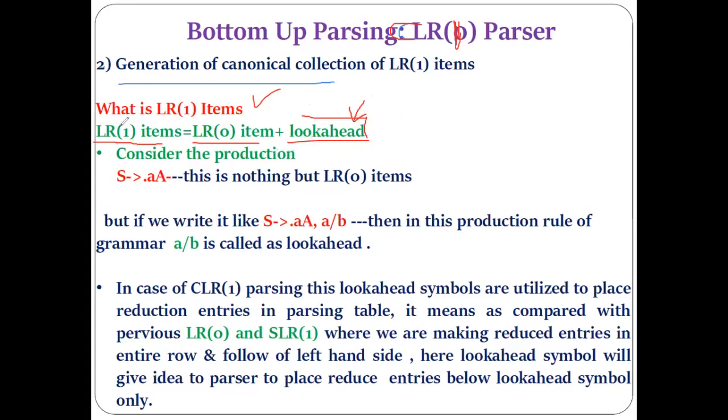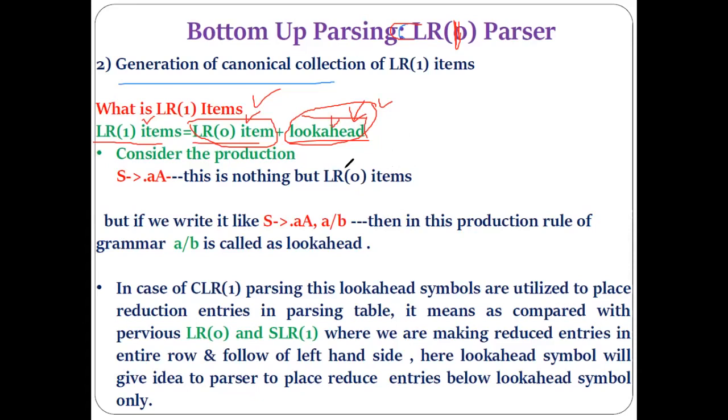Suppose we have been given a production. Now an LR1 item is nothing but LR0 item plus look ahead. We already know what an LR0 item means, so now we have to understand what exactly the look ahead means in this case. Before this we have seen the look ahead pointer. The look ahead pointer is used to point to the next symbol of the input string that has to be parsed by the parser. Here the look ahead symbol does the same thing; the look ahead pointer points to the look ahead symbols.